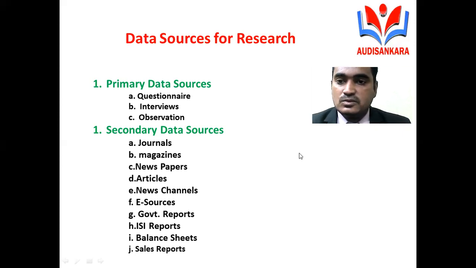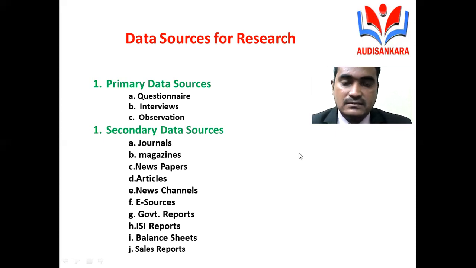And the secondary data sources are numerous. They are the data sources which are already collected by someone, may be kept in any form. We call it the concept related to secondary data sources. The secondary data sources are like journals, magazines, newspapers, articles, news channels, e-sources, government reports, ISI reports, balance sheets, and sales reports, and all these things will fall under the secondary data sources, right? So this is the concept related to the data sources for research.